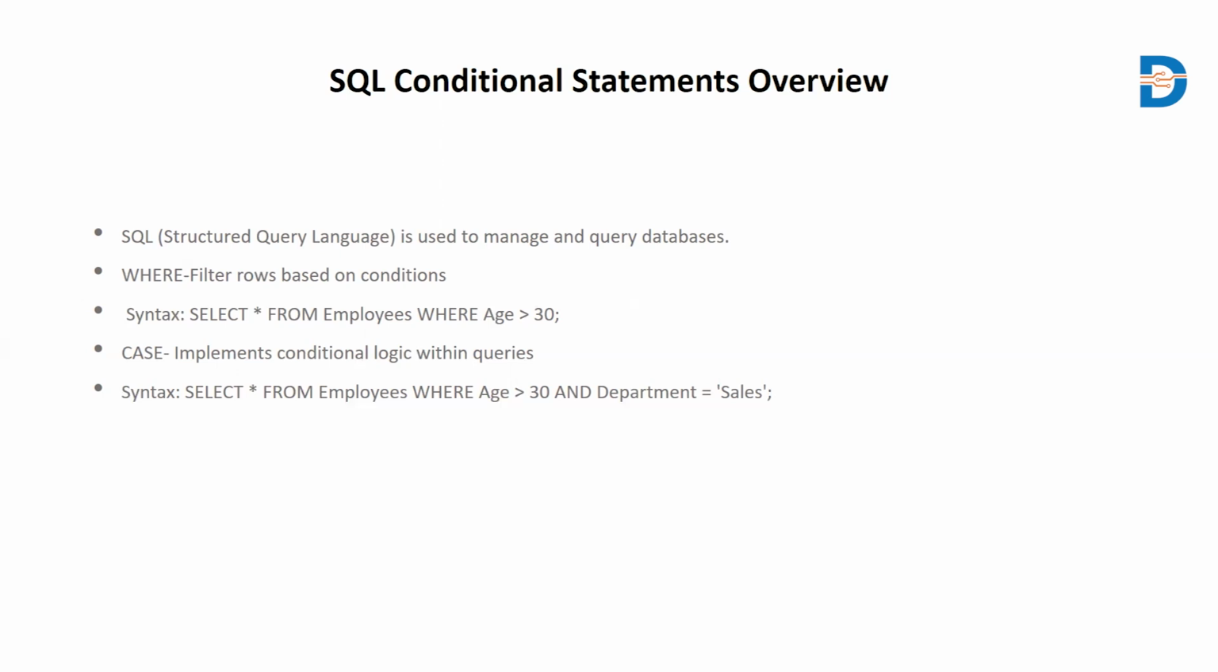In the same way, you can also use logical operators such as OR. OR allows either of the conditions to be met. Whereas NOT is the opposite, it negates the condition. So these conditional statements will help us enhance data filtering. Remember that WHERE is essential for selecting specific records, whereas CASE applies conditional logic within the queries.